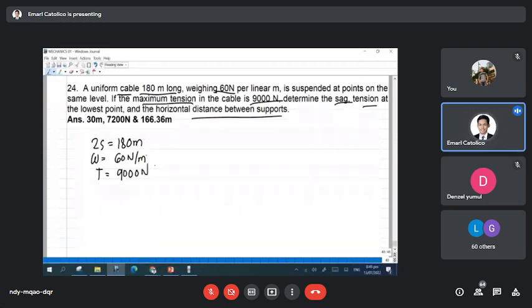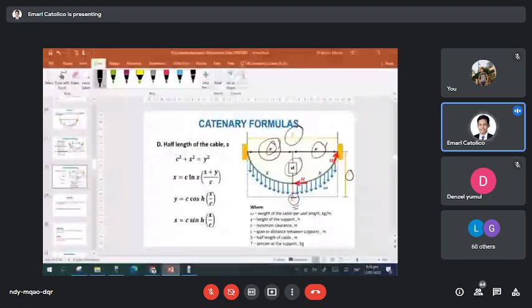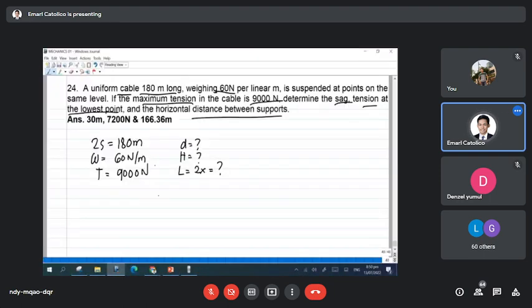Determine the sag. Symbol natin ng sag is small d. Determine the tension at lowest point. Yan yung nasabi kong H. And also the horizontal distance between supports. Yan yung L, which is 2x. Tama? 2x. Okay. So, gano'n lang din, ano? So, mostly, pinapaikot lang din yung formula dito. So, saan ba ang magandang approach nito?